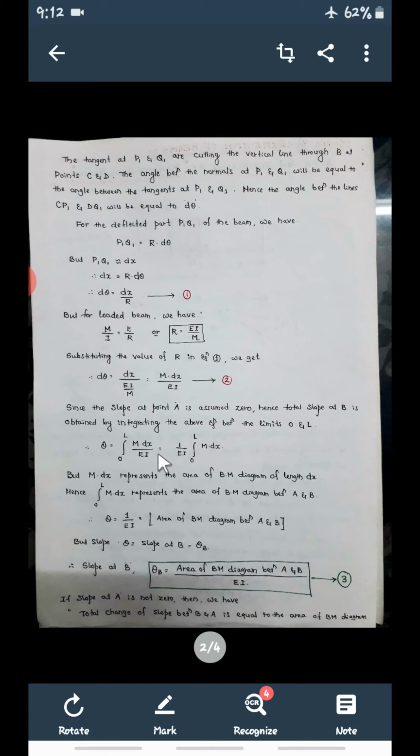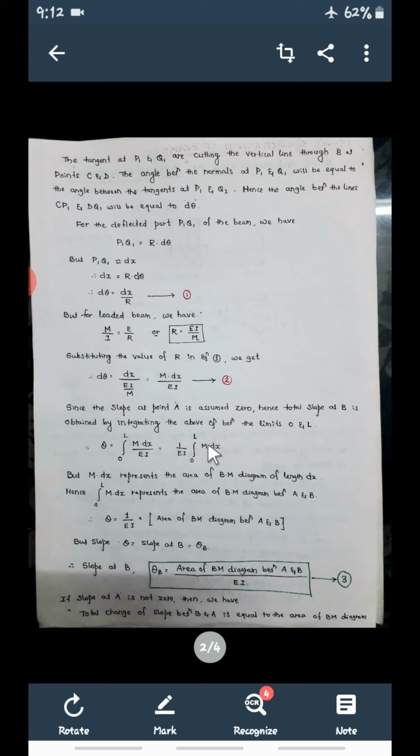So that is equal to 1 by EI, since EI is constant. I will take this 1 by EI outside, then that is 0 to L. What is remaining here? 1 by EI outside, M into dx. Now, M into dx represents the area of bending moment diagram of length dx.